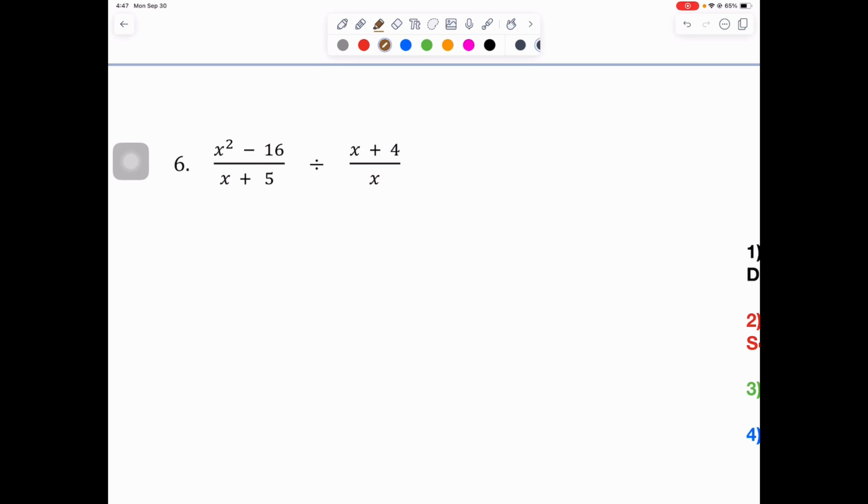All right, we need to rewrite this first. It said to keep the first fraction as is, so I'm just going to rewrite it, x squared minus 16, and put that over our x plus 5. Then it said to change the sign from division to multiplication. Let's do that. And then flip our other fraction. So the x will go on top, and then that will be set over x plus 4.